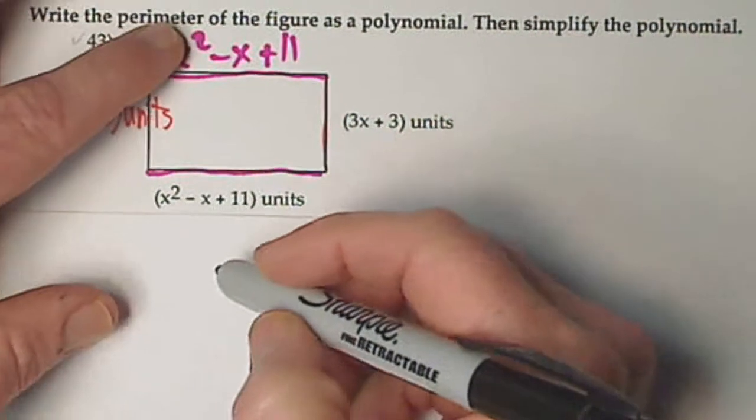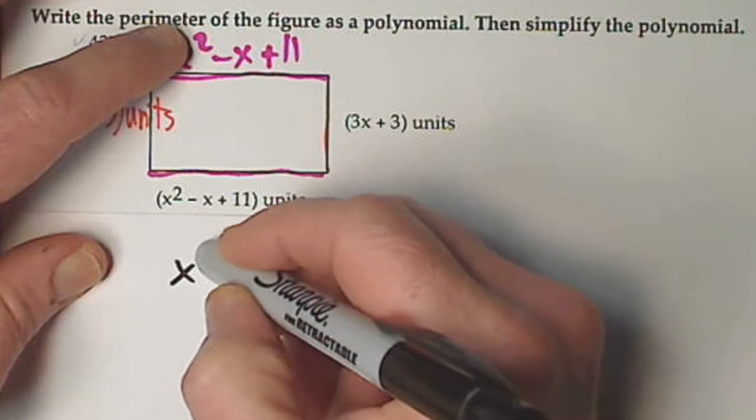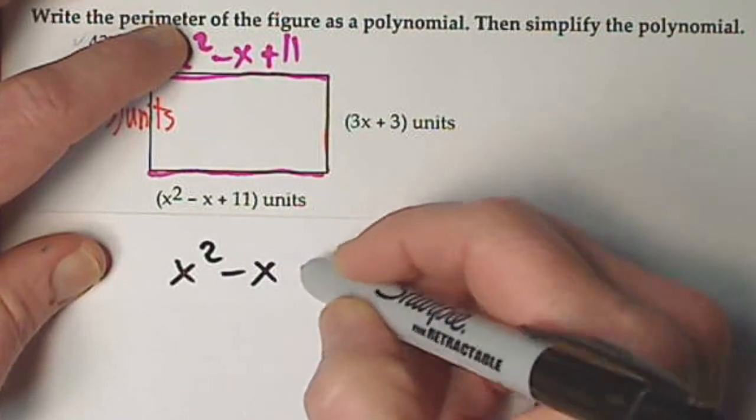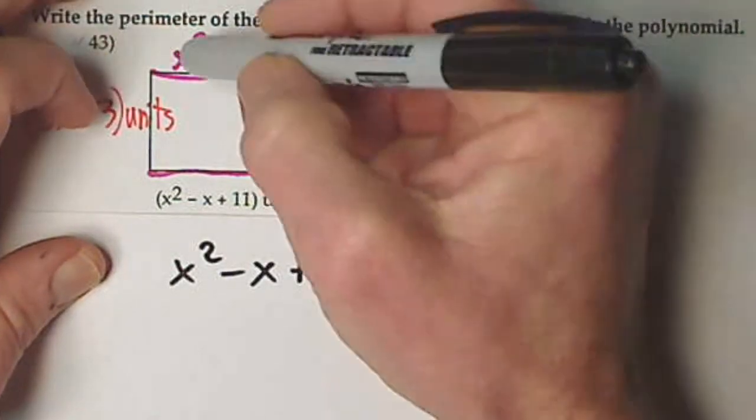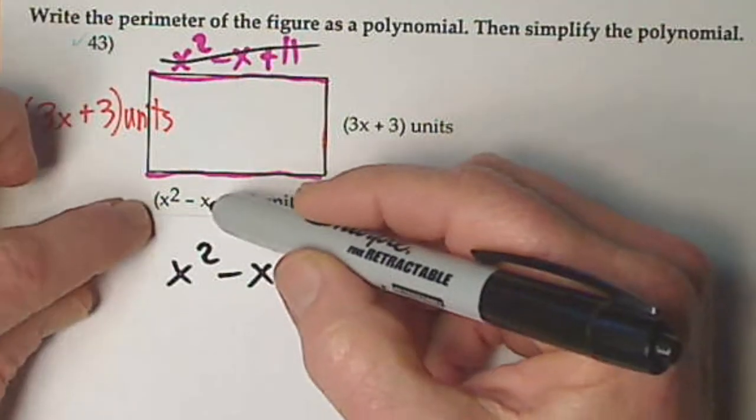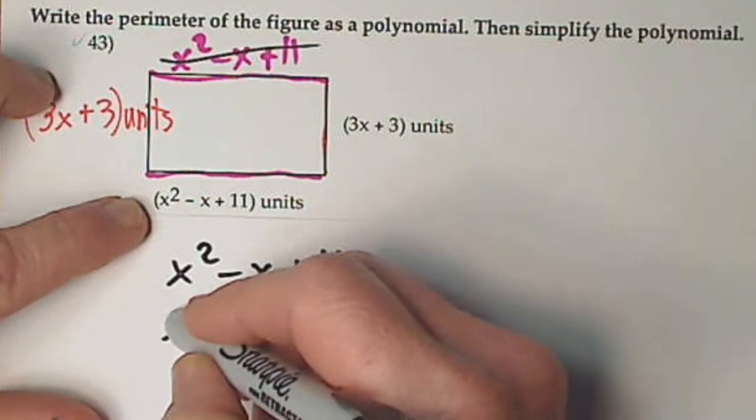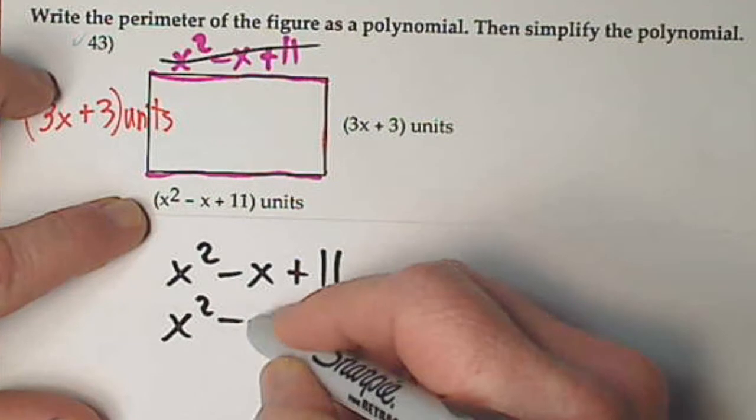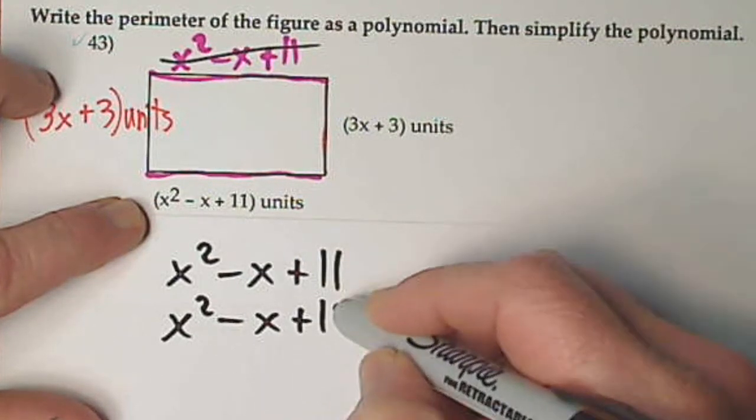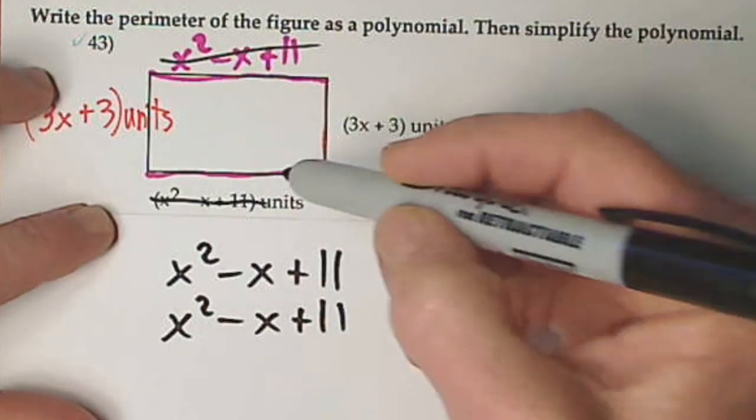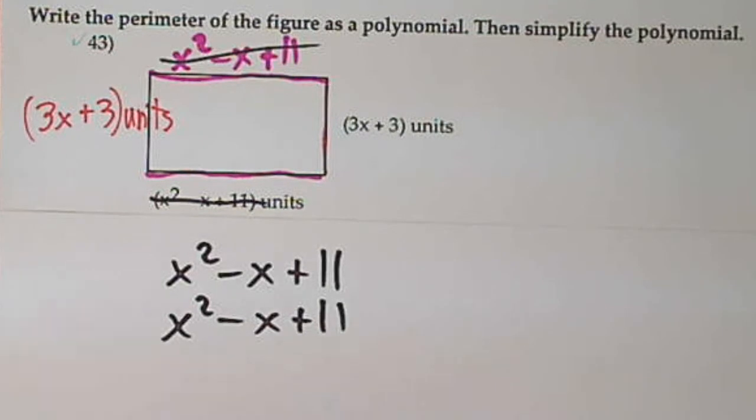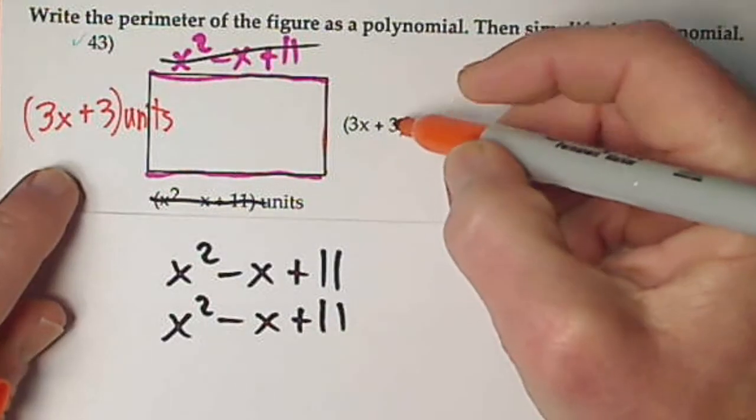Alright, so for this one, x squared negative x positive 11, that's taken care of. For this one here, x squared negative x positive 11, that one's taken care of. Let's get these smaller ones.